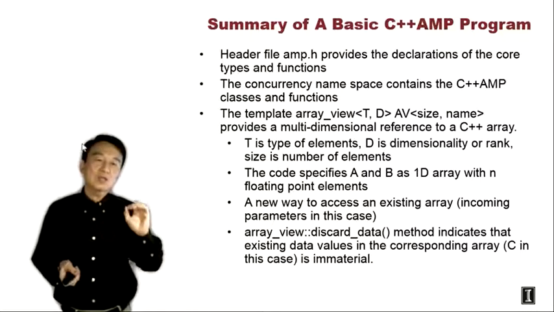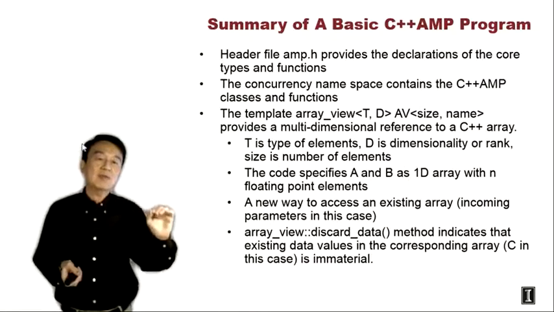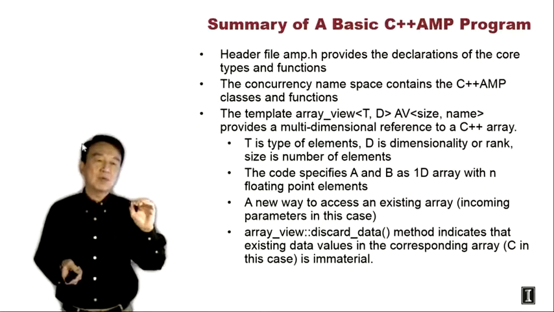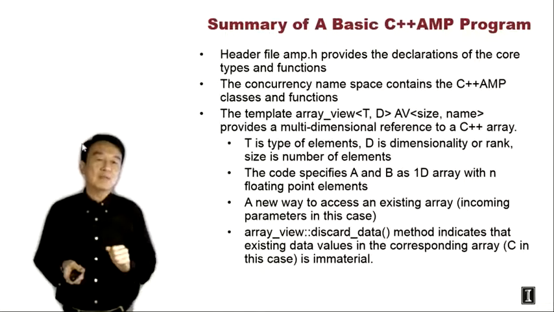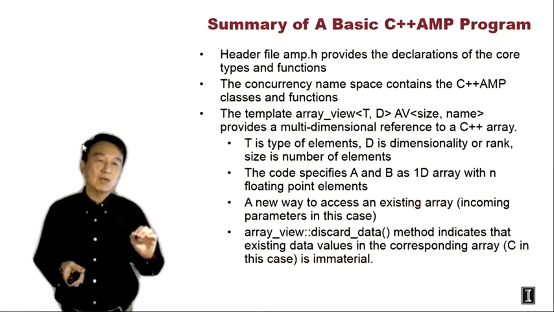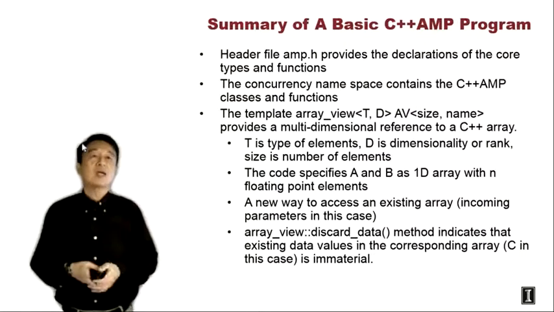So this is actually just a new way to access the incoming parameters A and B. There's no required memory allocation or copying in this particular specification. Then the array view discard data method indicates that the existing data values in the corresponding array C, in this case, are immaterial. So it will be overwritten with results anyway.